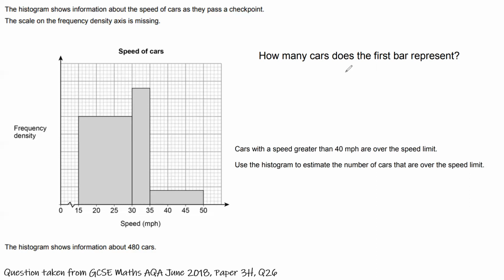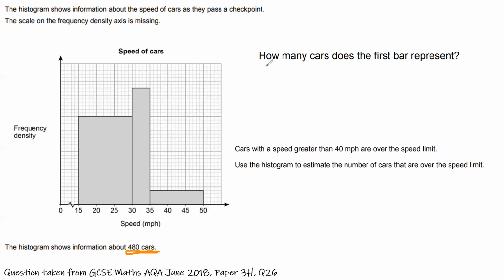Okay, so let's get going. We've got a histogram here that shows information about the speed of cars as they go past the checkpoint. We haven't got a scale on the frequency density axis, which already makes things complicated. And the histogram shows information about 480 cars. That is going to come in quite useful later on. We've got 3 different bars here, all representing the speed of different cars. We can see most of them are traveling between 30 and 35 miles an hour, but there's all sorts of different things going on here.